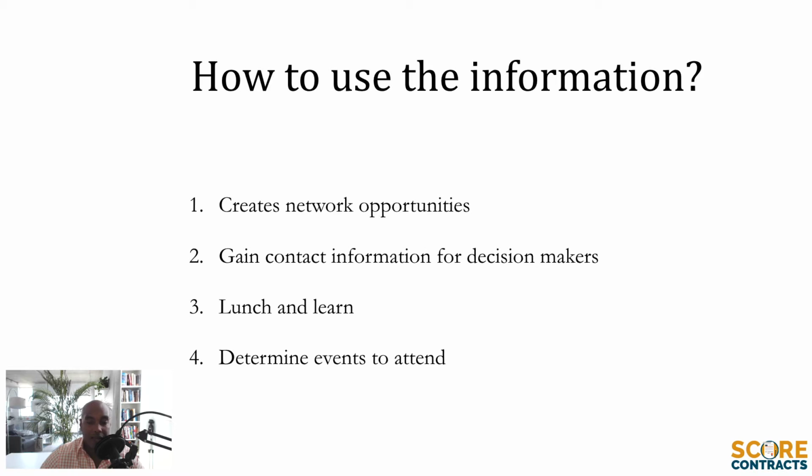Number 2, gain contact information for decision makers. As you see, it lists the point of contact, their phone numbers, and their emails. It tells you who to reach out to, and that's pretty much across the board on every forecast list.